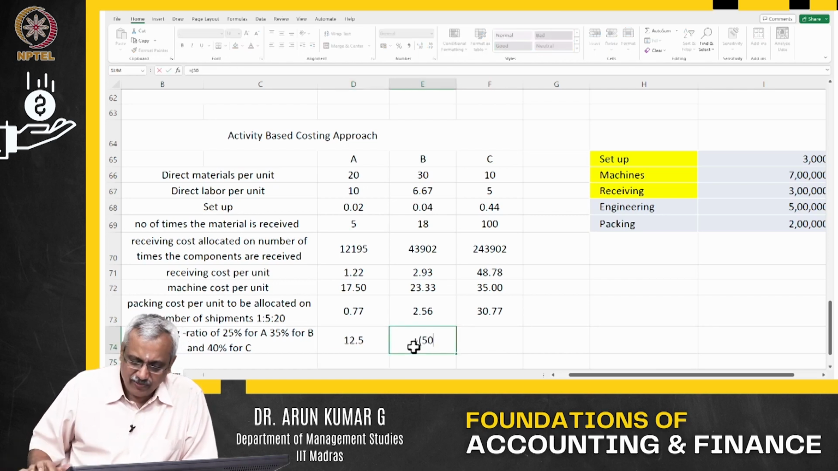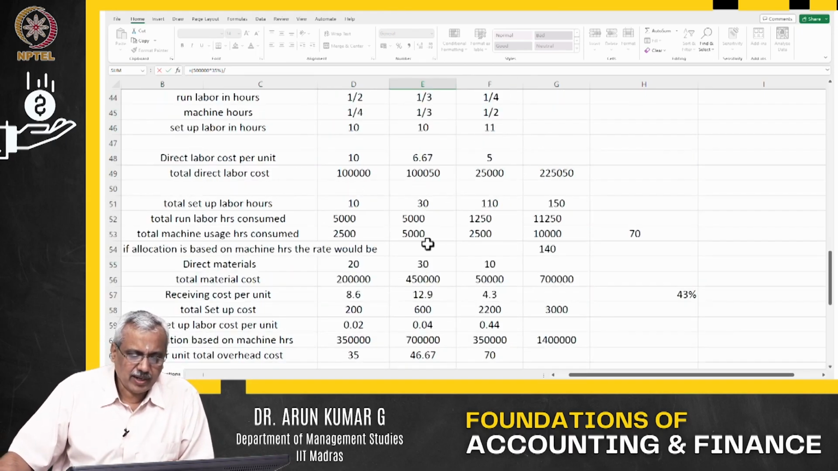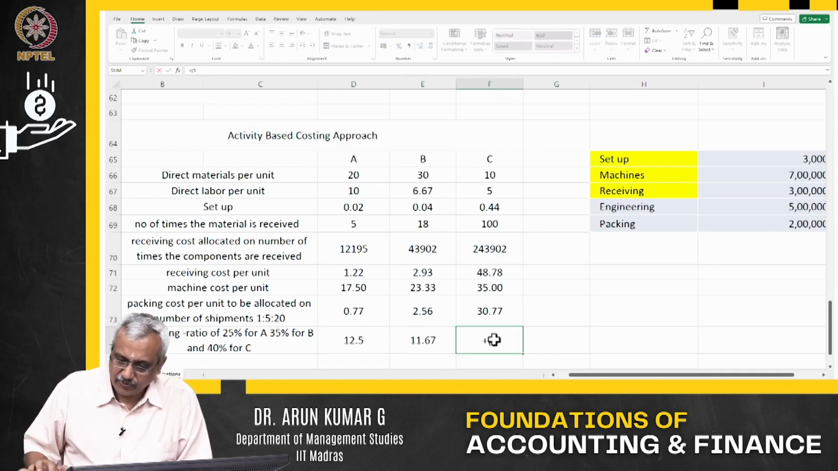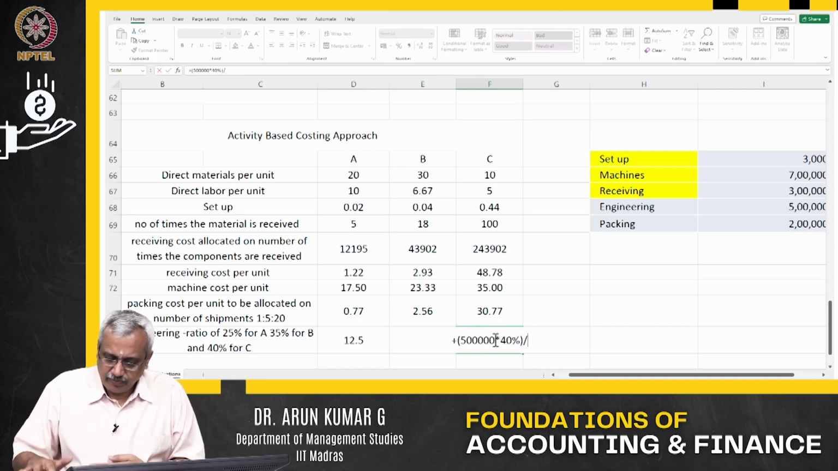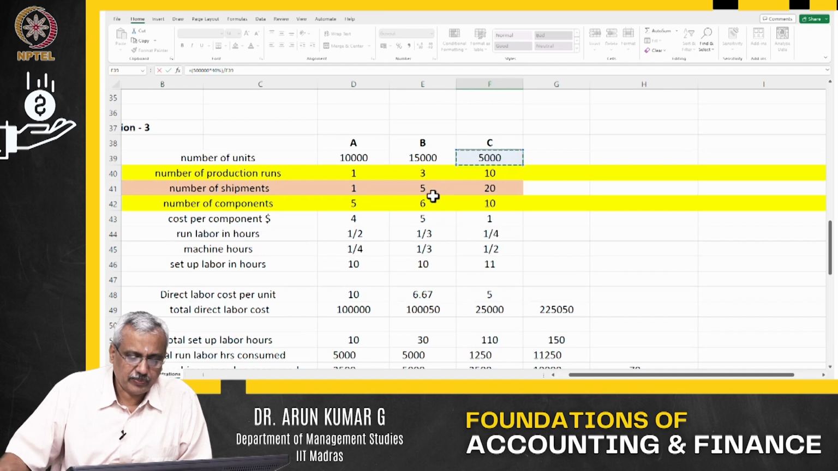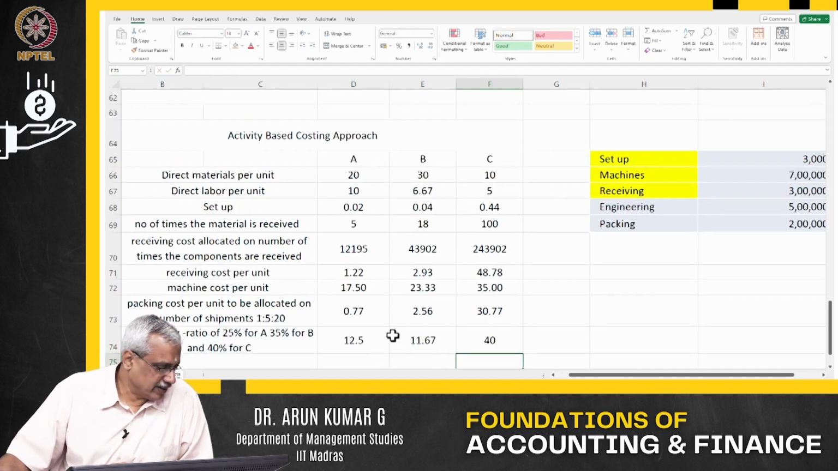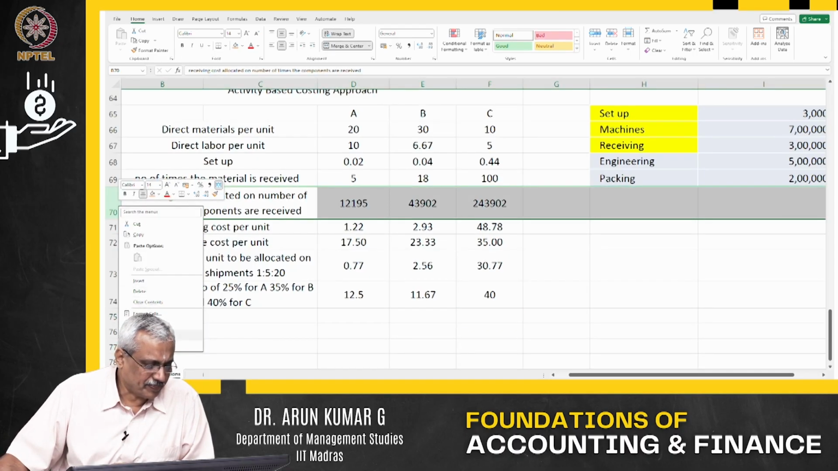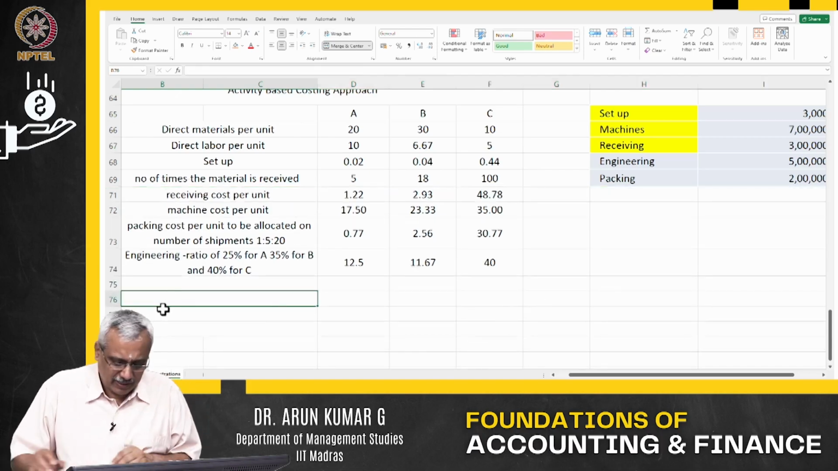For B, it is 500,000 times 35%, divided by the number of units for product B, and I get 11.66. And for product C also, it's the same: 500,000 times 40%, divided by the number of units. So I get a per unit cost of $40 for C. So what is my total cost? Let me hide this column so that it looks better.